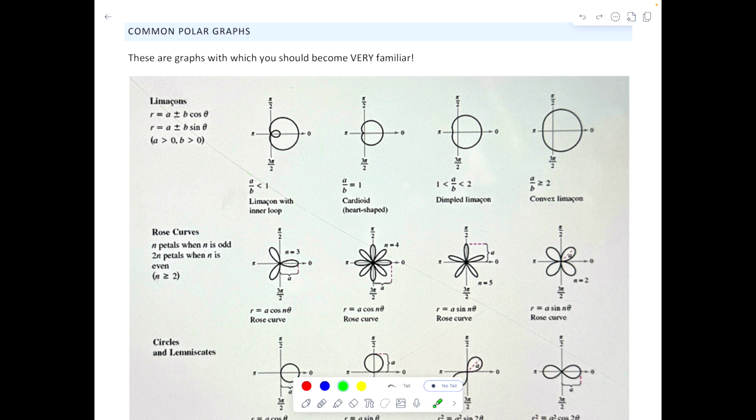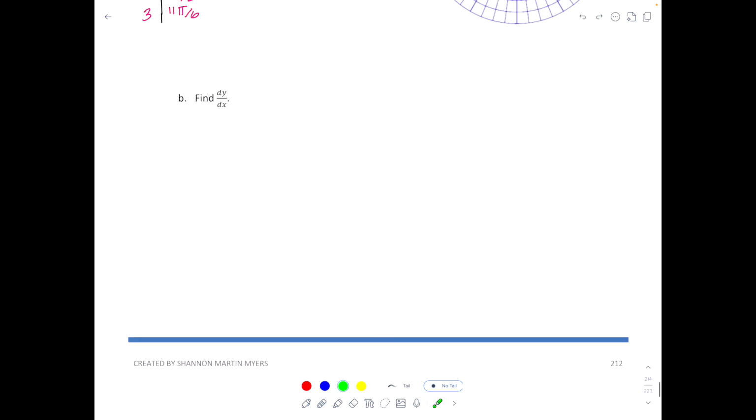If a over b is between 1 and 2, you get just a little dip, so it's not quite a heart. And then you get a really flat side here if a over b is greater than or equal to 2, so it almost looks circular. All right? And the names are limacon with inner loop, cardioid, dimpled limacon, and convex limacon. All right? So here we go.